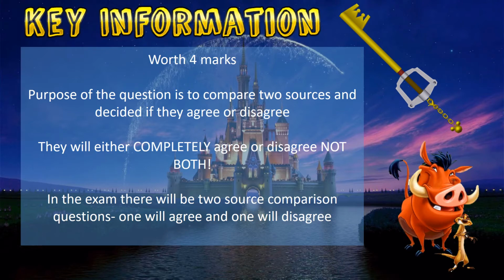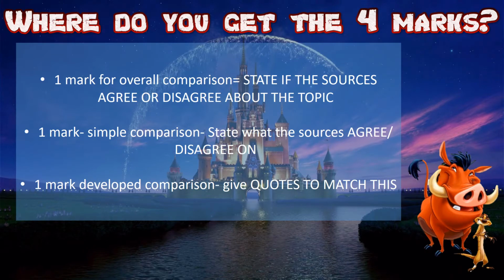They won't do both. Now when it comes to a test or an exam that you actually do, if you decide to pick history for S3 and then into National 5, then there's always two source comparison questions that you'd answer in the final exam. Now, where do you get the 4 marks? You get 1 mark for an overall comparison, so that's where you state if the sources agree or disagree about the topic. You then get a mark for a simple comparison, so you state what the sources agree or disagree on, and then you get a mark for a developed comparison, so try and give quotes to match this.